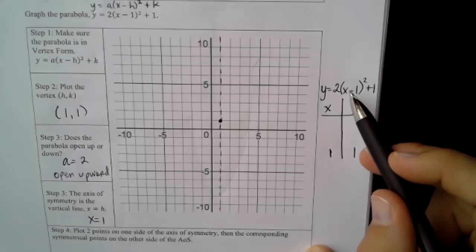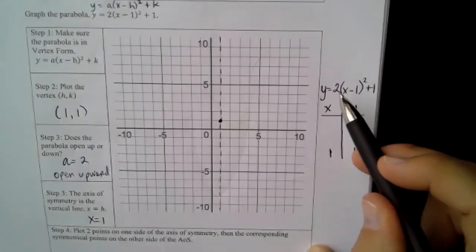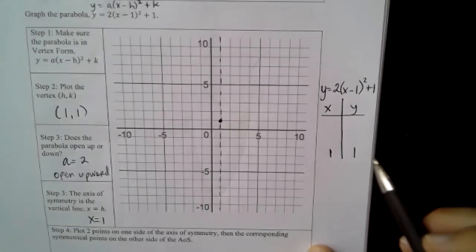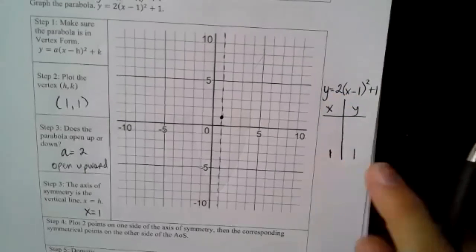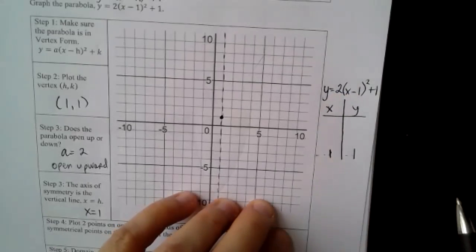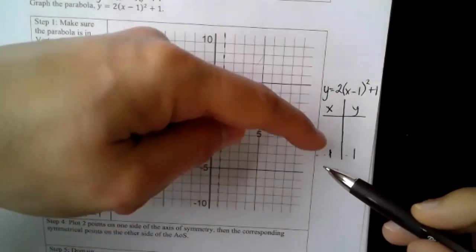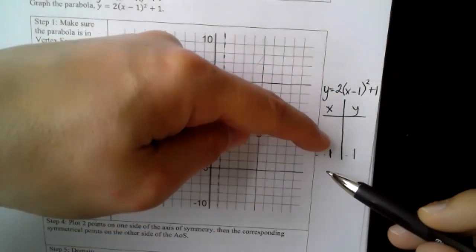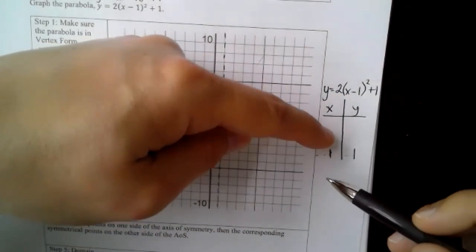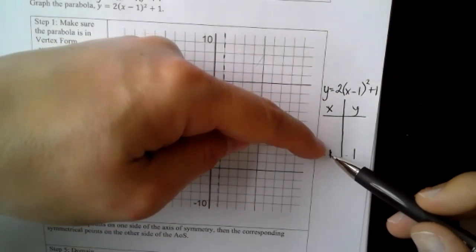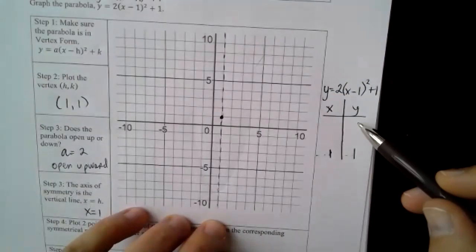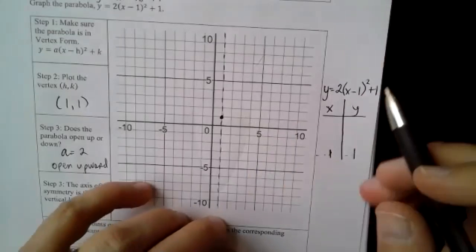So what's 1 take away 1? That would be 0, right? 0 squared is 0. 2 times 0 is 0. And 0 plus 1 is 1. Okay? So that's how this works here. Now you got to think, this is your line of symmetry right down the middle. So if you're smart about this and space out your domain values in your x range evenly, then you only have to figure out 2 more numbers to get an idea of what's going on.